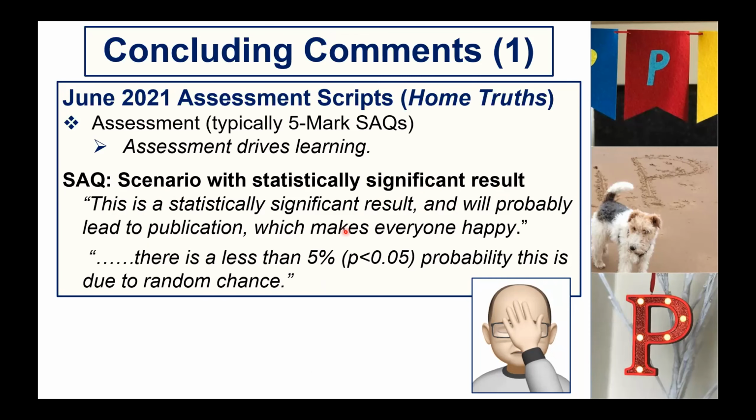A student said, this is a statistically significant result and will probably lead to publication, which makes everyone happy. This is a student writing an exam, hoping to get a mark for that. They're not doing it out of being cynical or flippant. The time is tight, so why would they write that unless they actually believed it? And then another student wrote, there is a less than 5% probability this is due to random chance. So I'm just banging my head against the wall here, I think.